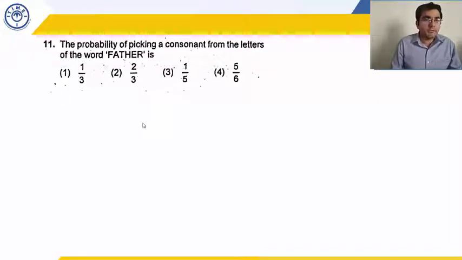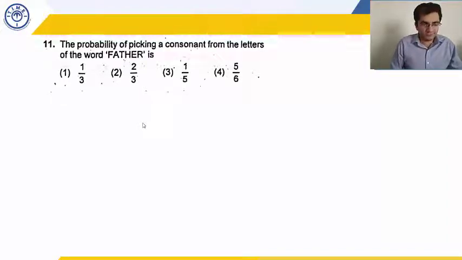Okay, probability of picking a consonant from these letters. So there are 6 letters in the word father. So the number of ways of picking a letter will be 6C1, that is 6 ways. Now you want to pick up a consonant. Which are the consonants over here? F, T, H and R. You have 4 consonants. So you want to pick one consonant out of these 4.